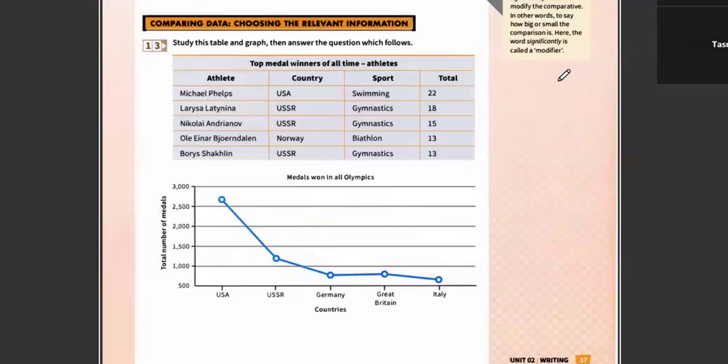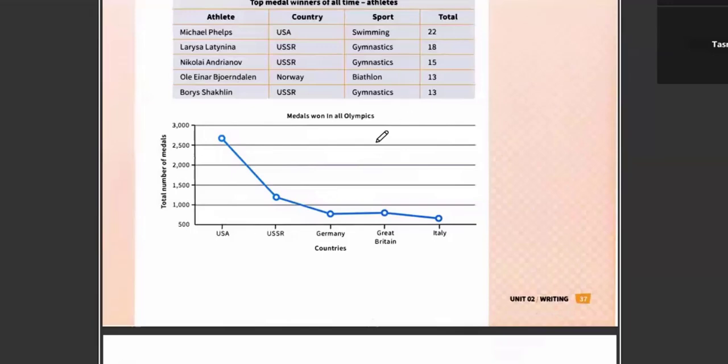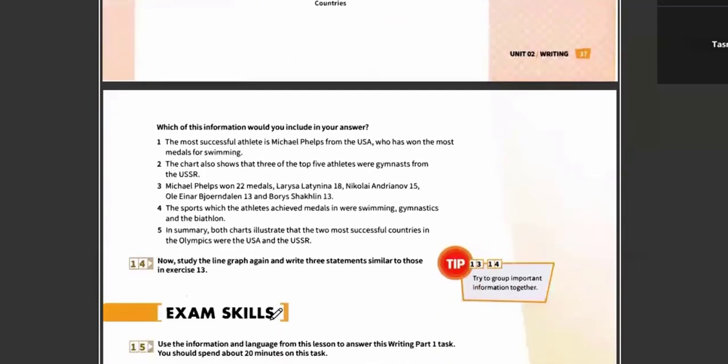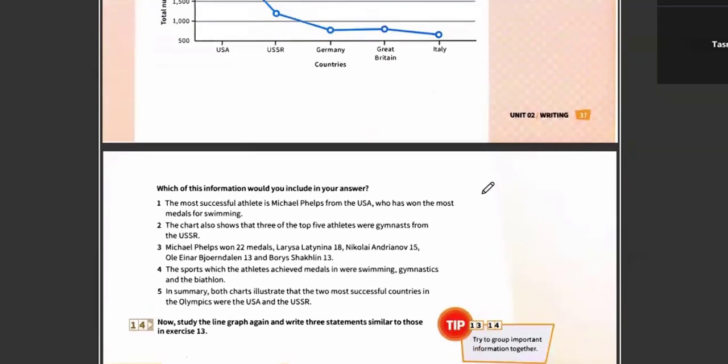The table shows the medal winners of all time, like the specific names of the winners of those countries. Very good. Yes. And in the line graph, we can only know about the total number of medals won by each country. Excellent. Very good. Yes, you're very correct. So that is the difference between these two, and I hope you understood what the table and line graph are actually representing. Now, the question that is given here is which of this information would you include in your answer?